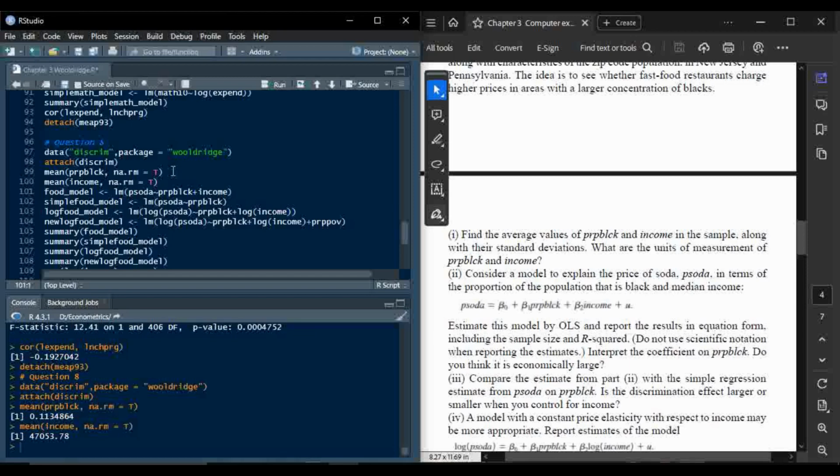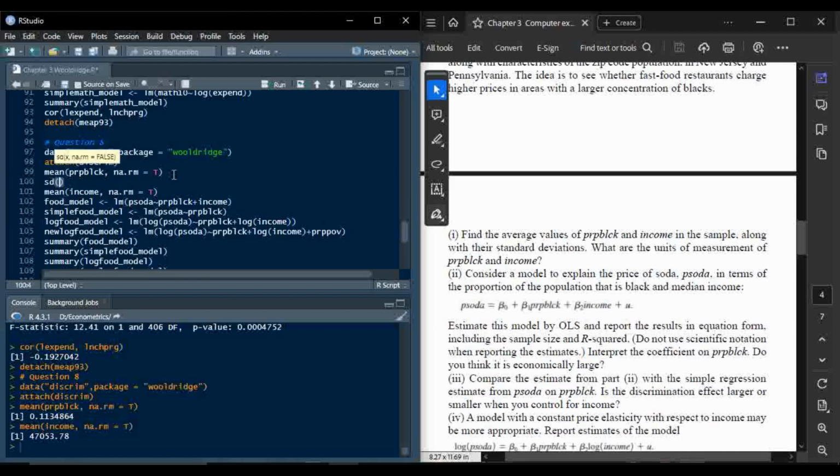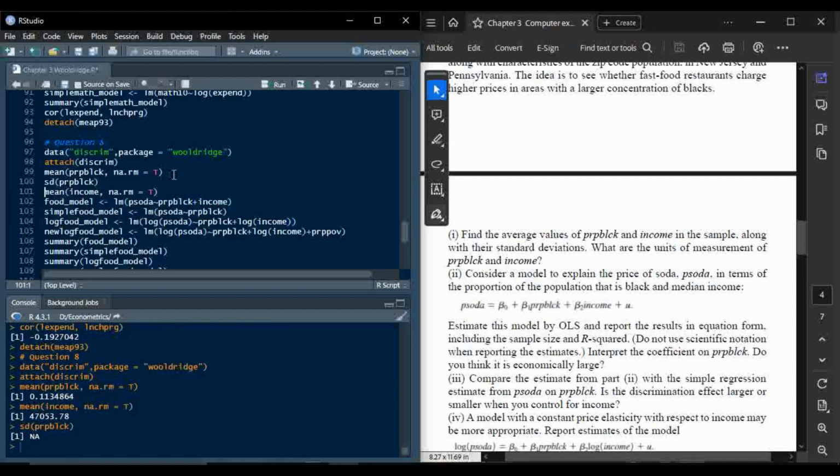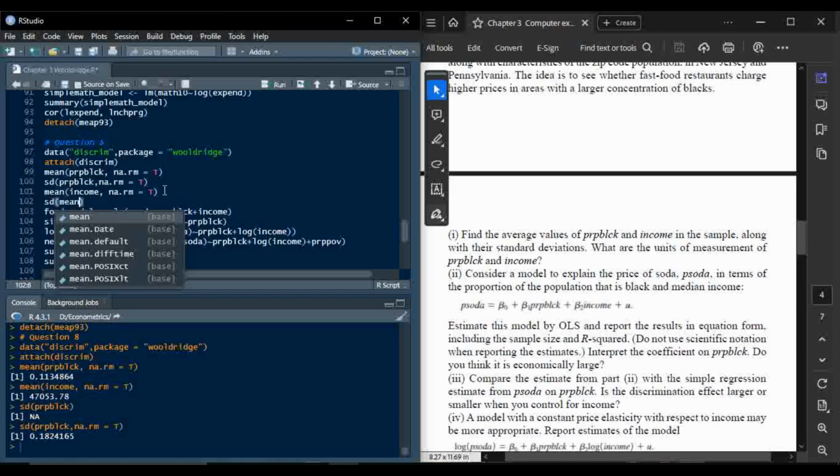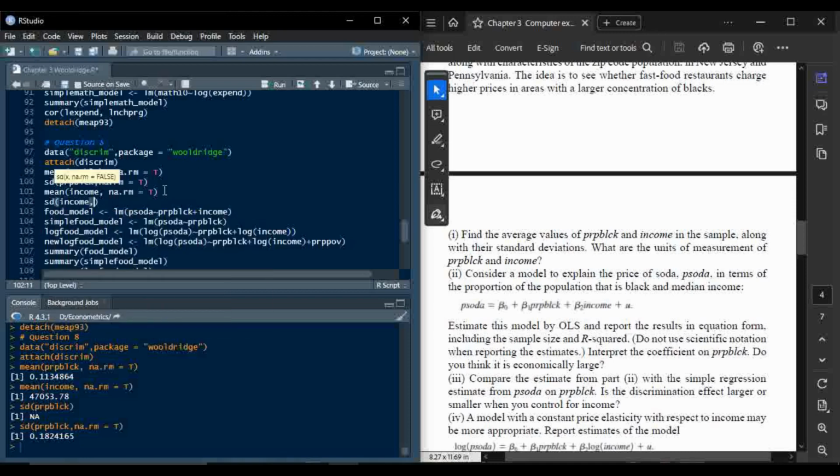With it we also have to calculate the standard deviation. Here also we have to use this parameter na.rm equals to TRUE, and here also we have to calculate the standard deviation of income, with na.rm equals to TRUE. It is the same thing. You can either use the whole word TRUE or simply write just the alphabet T in capital. Okay, so here we are.